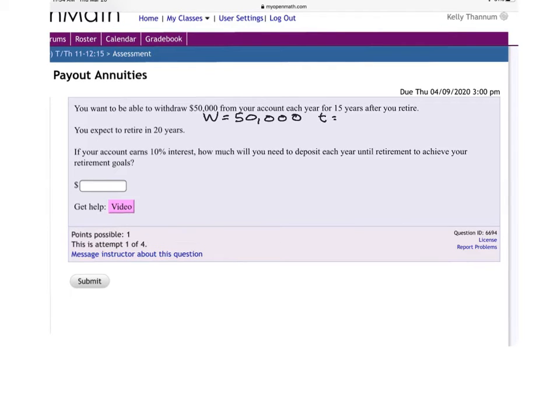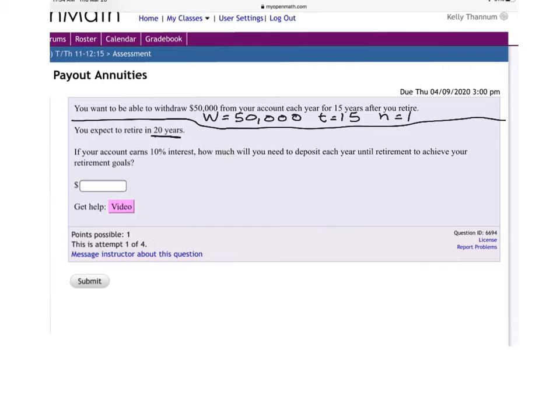And the time for that is 15 years. And the N is 1 because it's each year. You expect to retire in 20 years. Now that's a different thing, isn't it? You're not retired yet. So you expect to retire in 20 years. Let's look at that and keep it in our pockets for later.